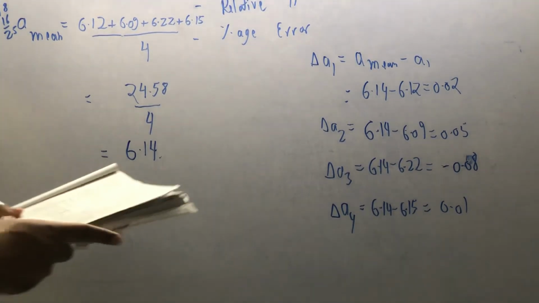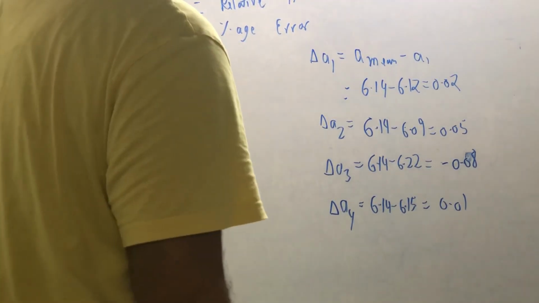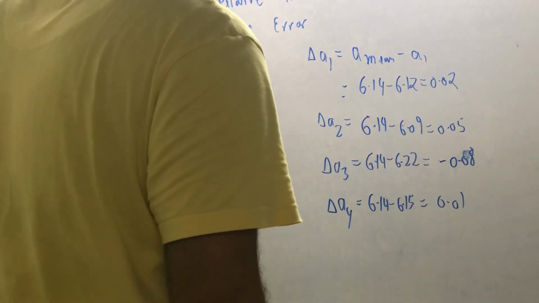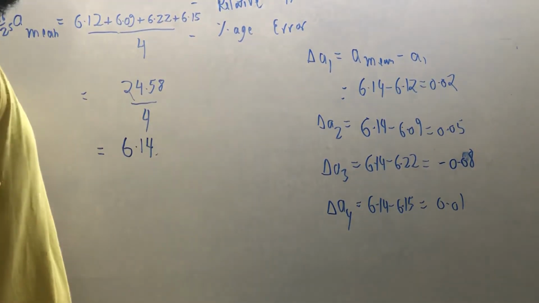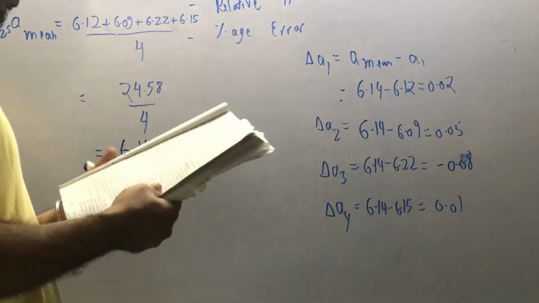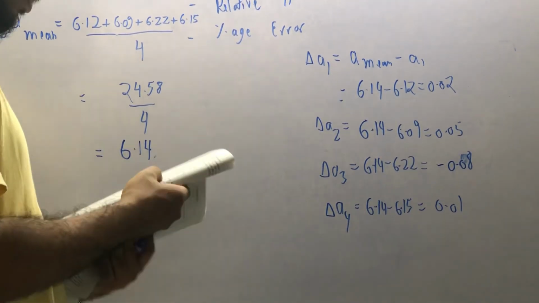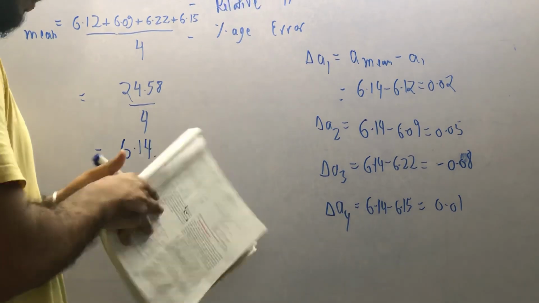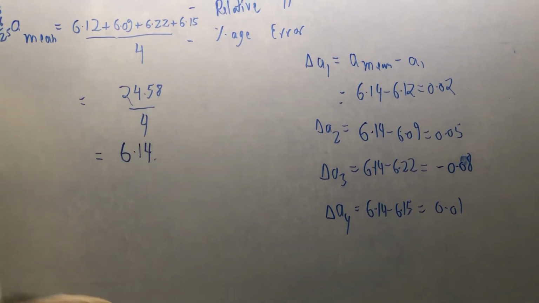Basically what they have asked us in the question is we have to find absolute error, then relative error, and at the last we have to find the percentage error. So let's go.